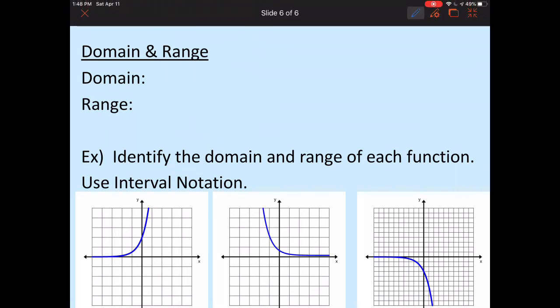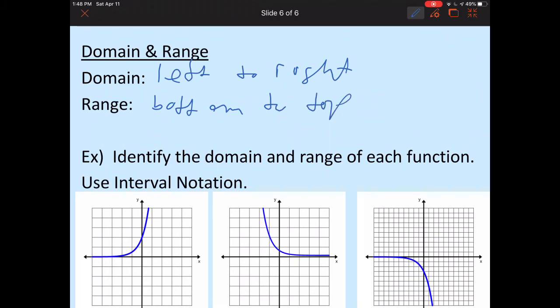So what we have here is the domain and range. And if you don't remember this, domain goes from left to right. Range is from bottom to top. So the domain in every one of these is -infinity to infinity. That's going to happen every single time.